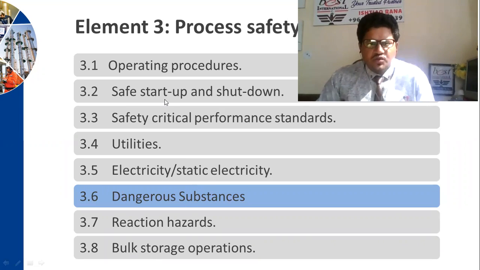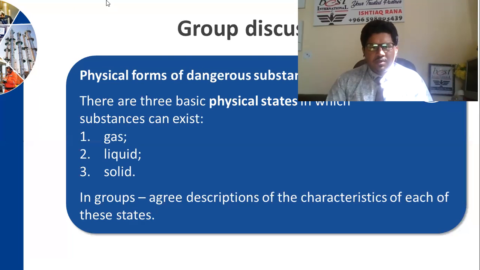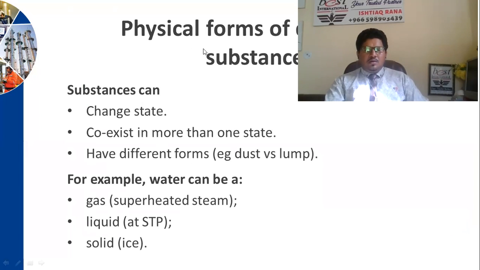So guys, now we are going to discuss subpart 3.6, dangerous substances. Dangerous substances have three basic physical states: gas, liquid, and solid. Physical forms of dangerous substances can change state, coexist in more than one state, and have different forms like dust and lump. For example, water can be a gas like superheated steam, a liquid, and a solid, meaning ice.